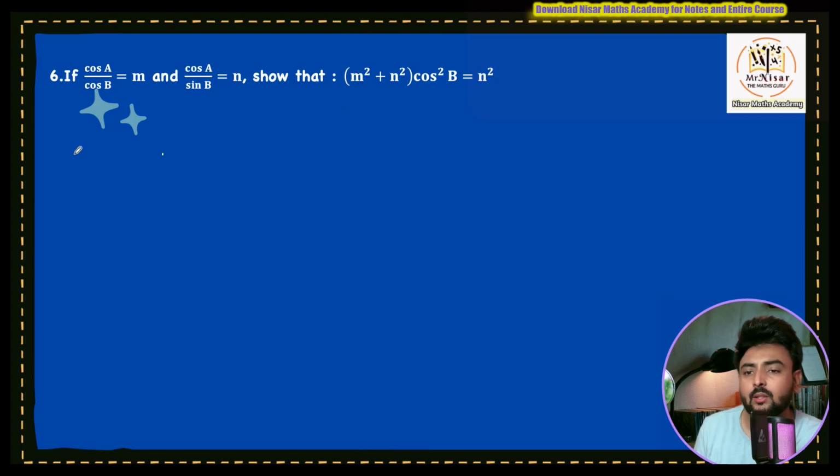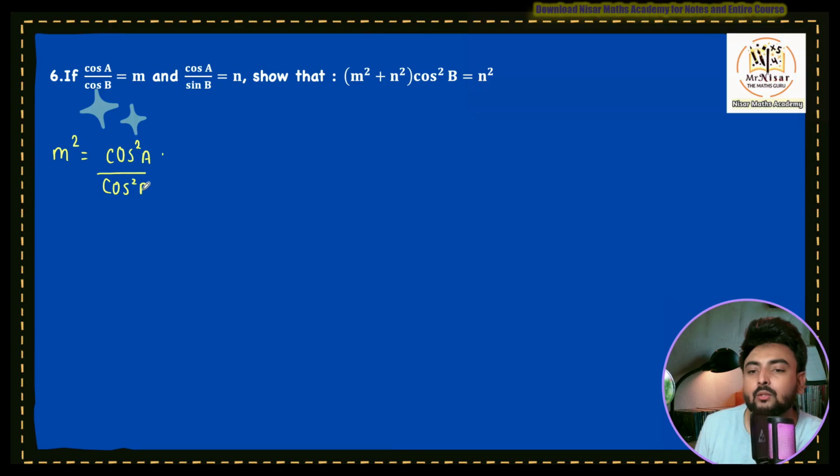So what I'll do here, first of all I need m square. So I'll do the square of m, and m square is cos square a upon cos square b. Okay, I have done the square of m. Then we need n square as well. So I'll do the square of n, so n square will be cos square a into sin square b. As it is said in the question, I am doing that.